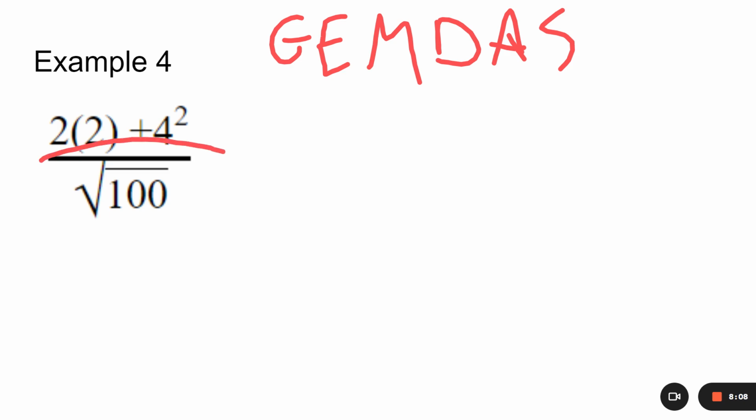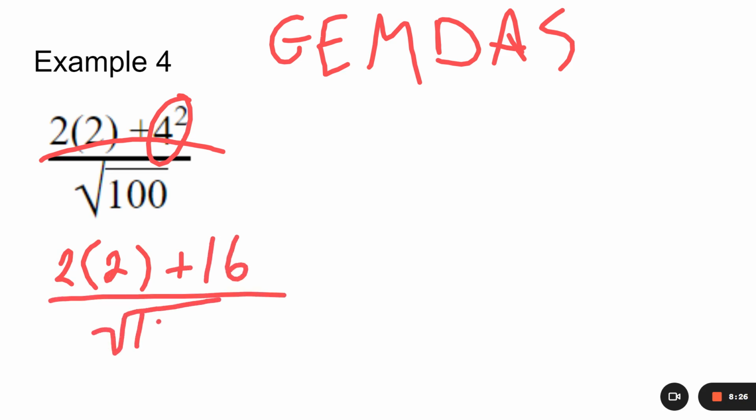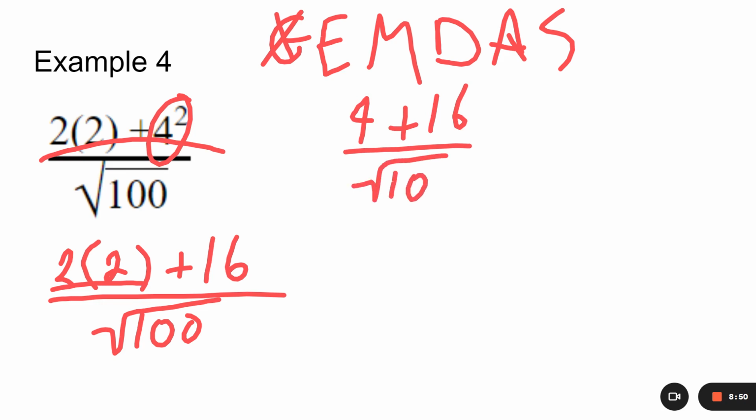I'm going to do everything that's on top of the big division bar first. So I'm going to start out with, on the top of the big division bar, do I have any other groupings? No. Do I have any exponents or square roots? Yes, I have 4 squared. So 2 times 2 plus 4 squared is going to give me 16. And then we have all divided by the square root of 100. I'm going to take care of my exponents, but I'm going to do that when I get to the bottom of my division bar. So I'm moving on to multiplication. So 2 times 2, that should give me 4. So now I have 4 plus 16, all divided by the square root of 100.